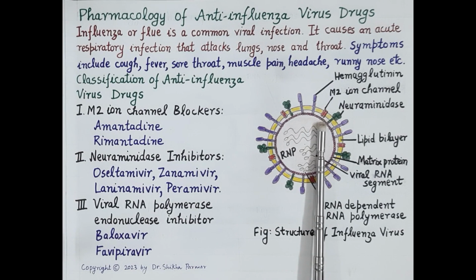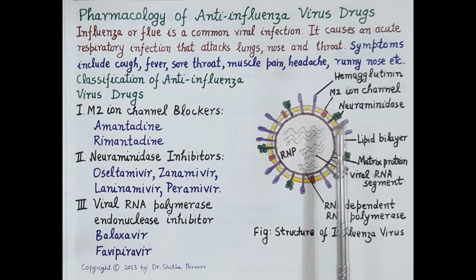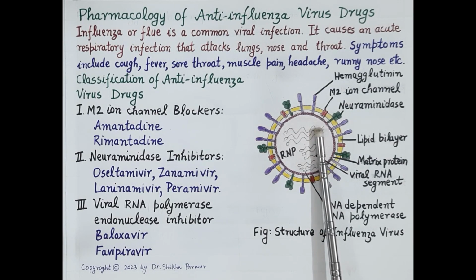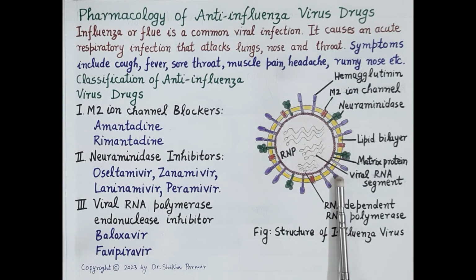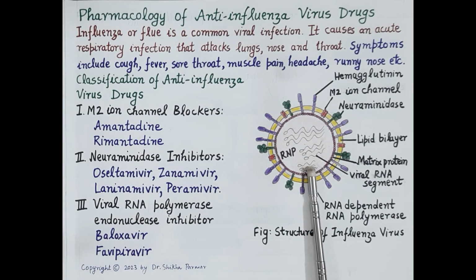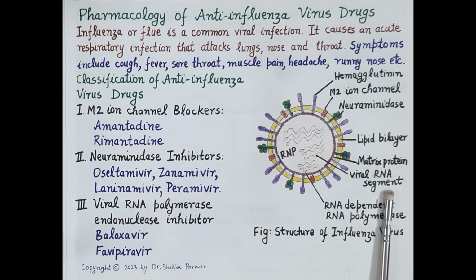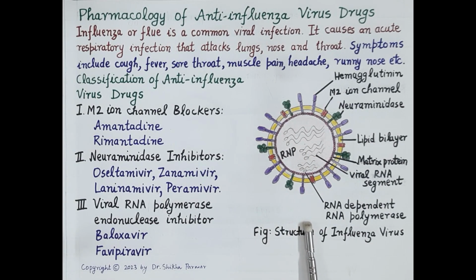Now these M2 ion channels, they possess hydrogen ion or we can say proton channel activity. Now these M2 ion channels open and they mediate transportation of protons inside the virus particle. Now this acidifies the inside core of the virus, facilitating viral uncoating and the release of virus ribonucleoproteins inside the host cytoplasm. So, this is the structure of the influenza virus.